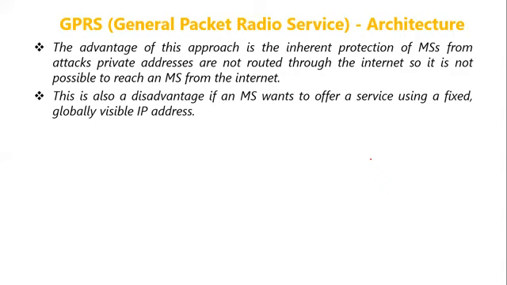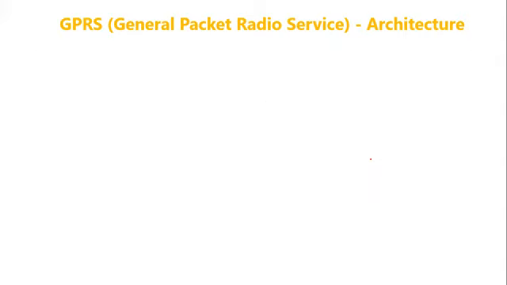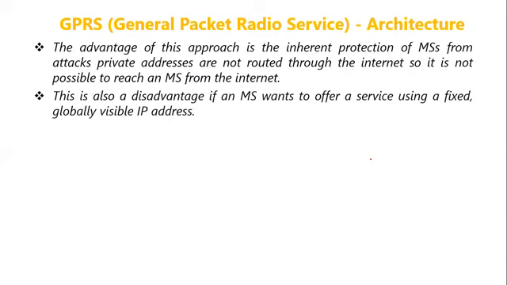Private IP addresses are not routed through the internet. So it is not possible to reach an MS from the internet. Through the internet, somebody cannot reach your mobile phone directly.